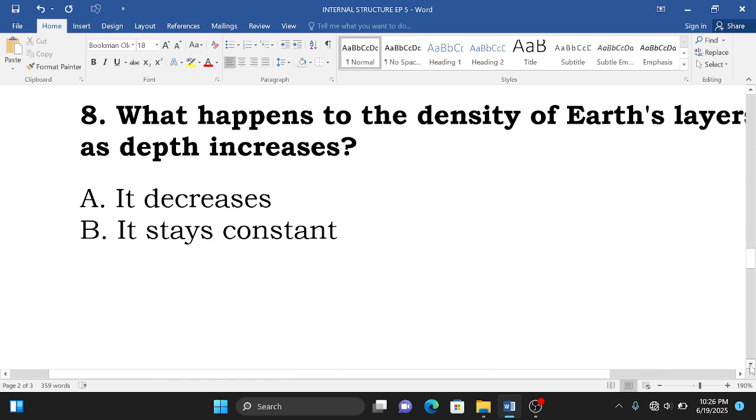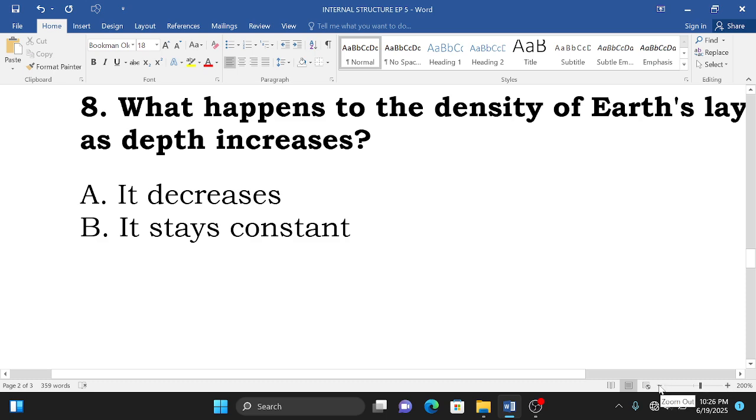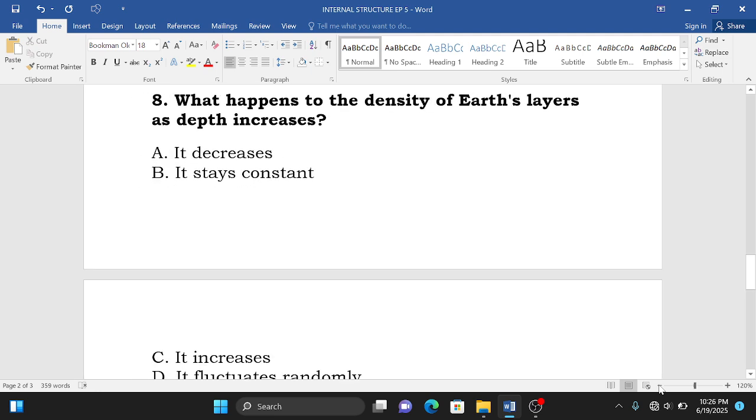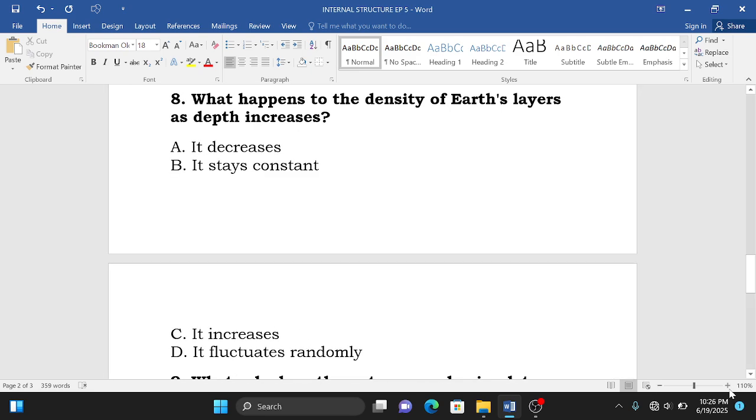What happens to the density of the Earth's layers as depth increases? A. It decreases. B. It stays constant. C. It increases. D. It fluctuates randomly. So the correct answer is this one: it increases. We go to the question number 9.